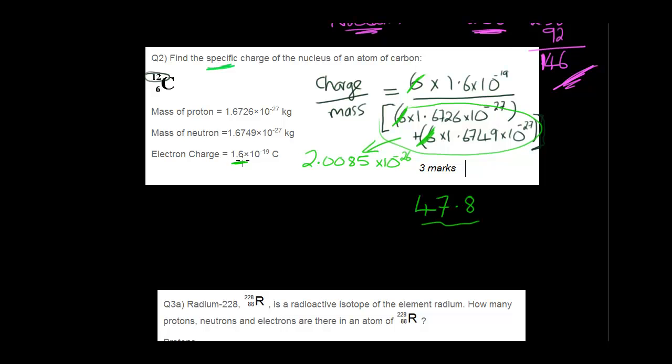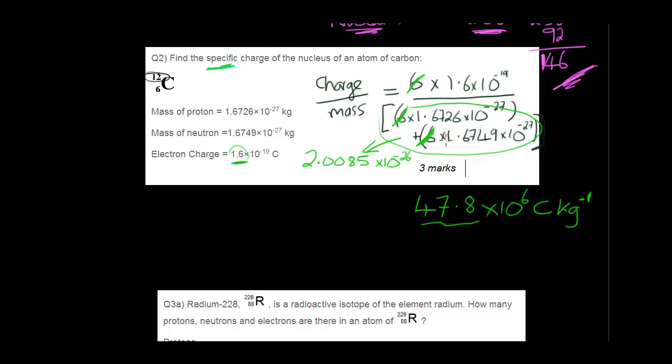They've only given us 2 significant figures for the electron charge, so really we should only go to 2 significant figures, but 3 is fine. 1 more is usually safe. Times 10 to the 6 coulombs per kilogram. There we go. So simple, specific charge calculation.